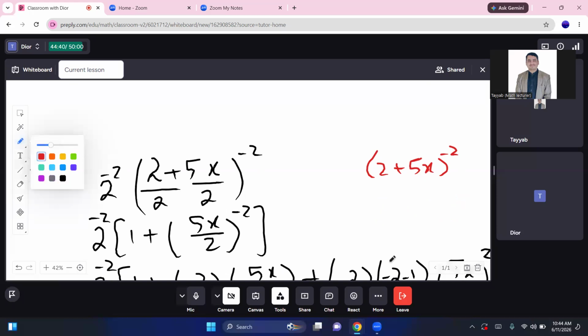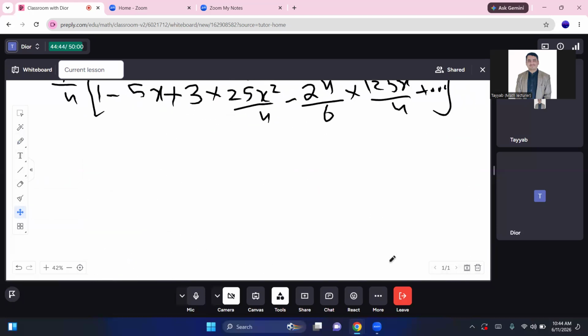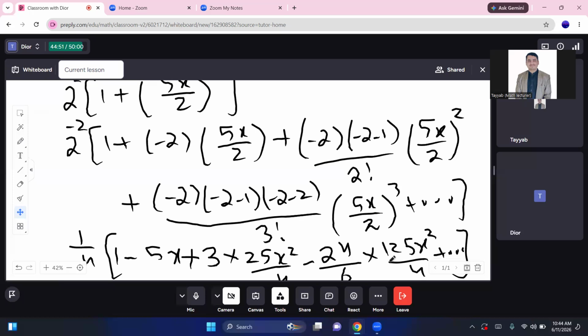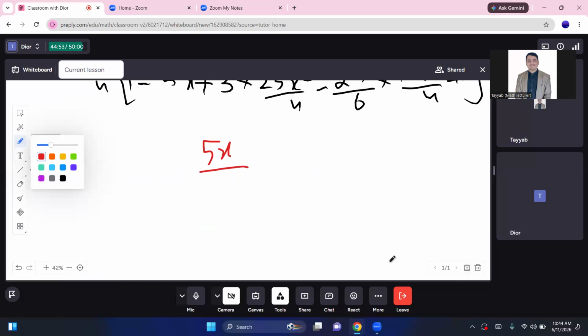What we have, the x value right now, this one. We need to check the validity. So 5x over 2 should be less than the modulus value. 5x over 2, mod, is less than 1.